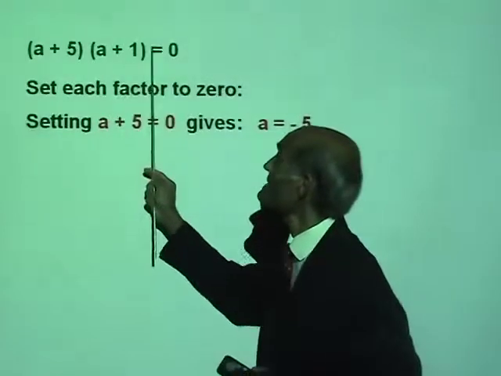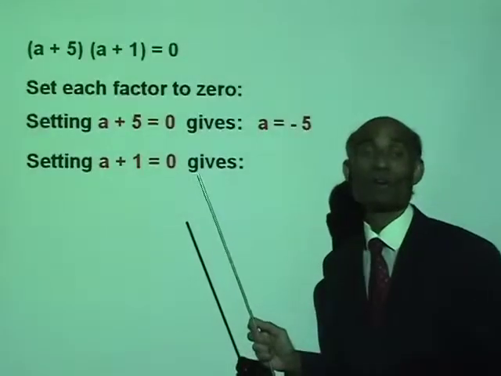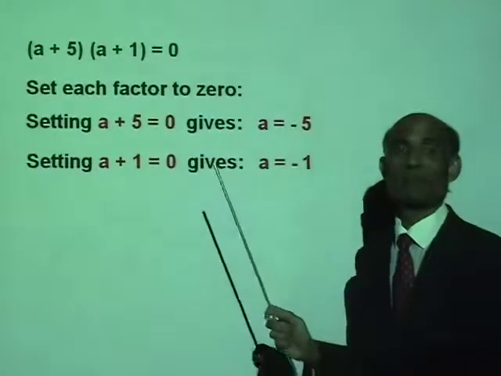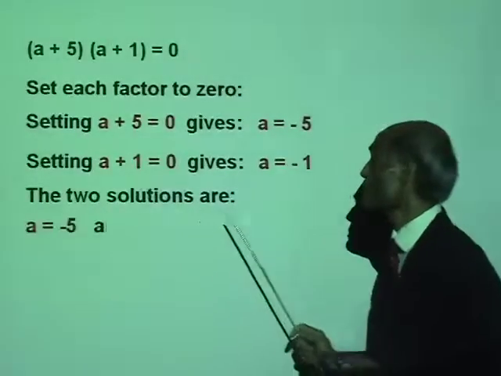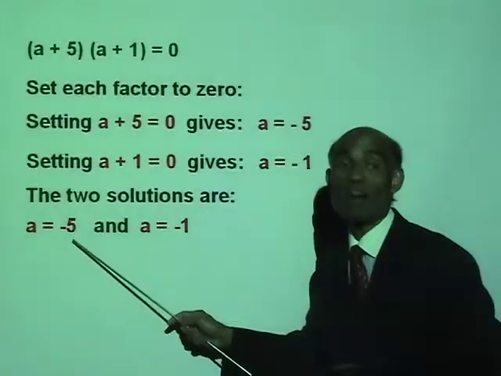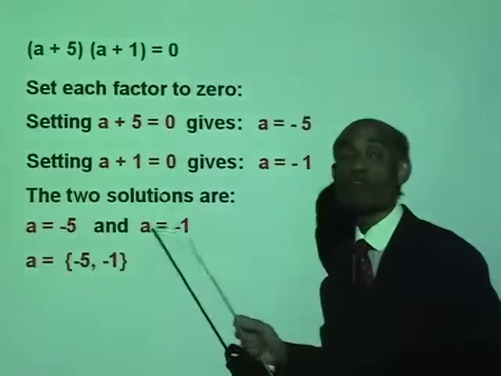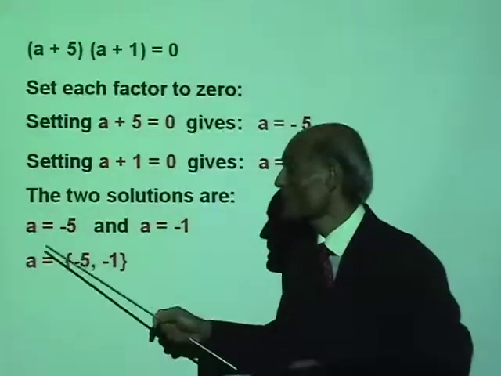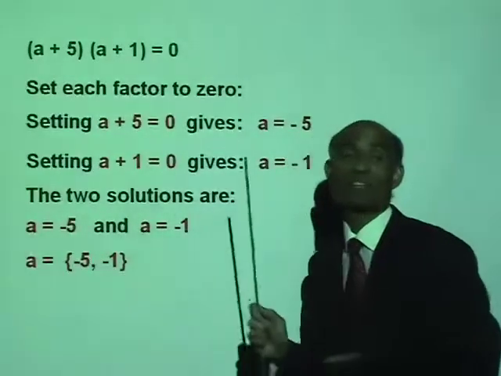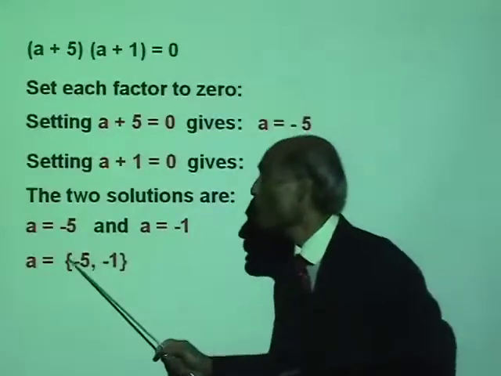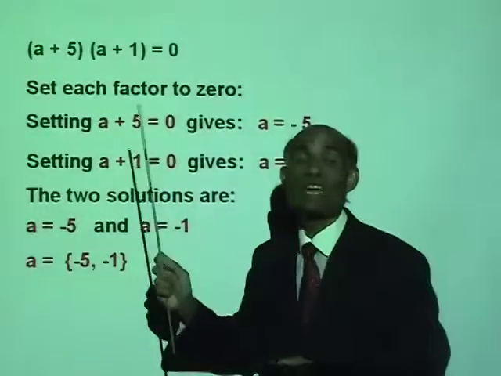Well, now let's set the second factor to 0. A plus 1 equal to 0 will give you what value of a? A equal to negative 1. So the two solutions are a equal to negative 5 and a equal to negative 1. And therefore the solution set is a is a set of negative 5 and negative 1. That means both these values of a will make this equation a true statement.